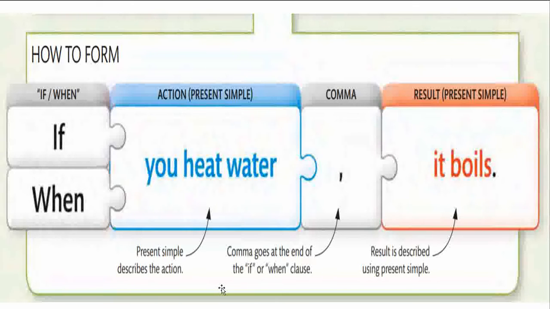The comma goes at the end of the if or when clause, and it boils is the result of the action. The result is described using the simple present. So both have simple present: if you heat water, it boils. When you heat water, it boils. Now, at this moment, you may self evaluate your sentences, whether you have constructed them correctly or incorrectly.